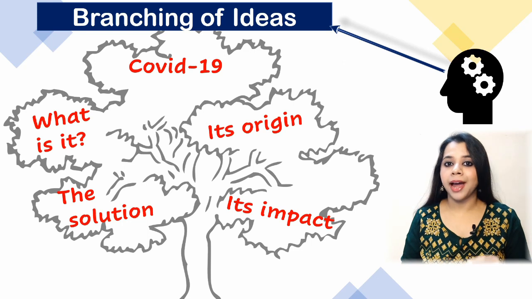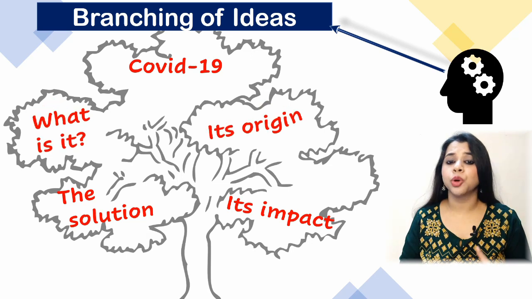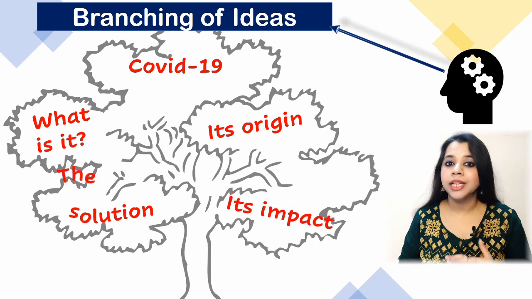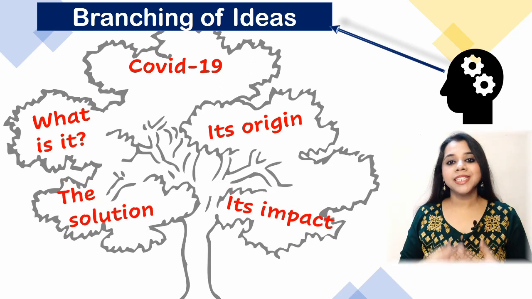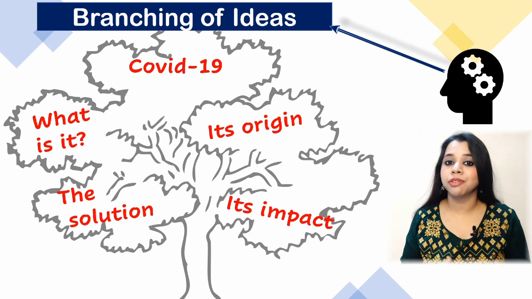So in my mind, I quickly thought about the following things about COVID-19. Number 1, what is COVID-19? Number 2, its origin. Number 3, its impact. And number 4, the solution. So in my second attempt, my effort would be to cover all these points, and at the same time, I would try and avoid making the mistakes of round 1. Let's see how I perform.